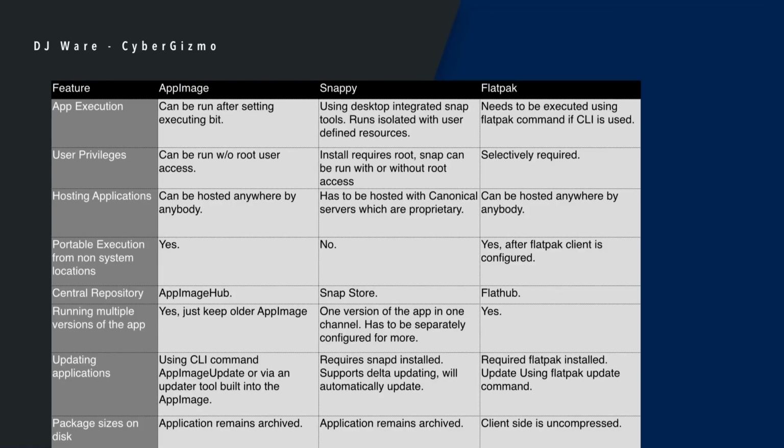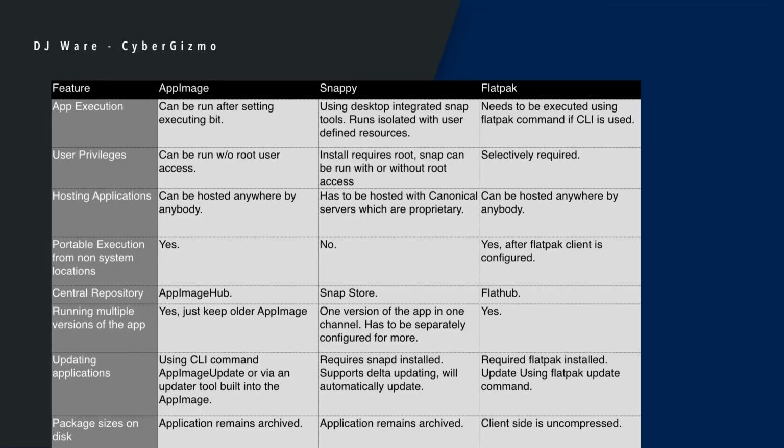What about execution? So all I have to do on AppImages is set the execution bit and it runs. Snappy, I have to use the desktop integration snap tools, and then it runs isolated within the user-defined resources. Flatpak needs to be executed using the Flatpak command, and you can do that either from the GUI or from the CLI, the command line interface. User privileges for the AppImage, it can be run with or without root user access. Snappy requires root to install, and once it's installed you can run it with or without root, depending on the application and what its requirements are and how deep it integrates into the file system.